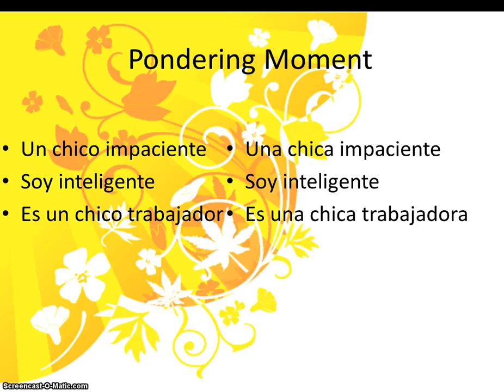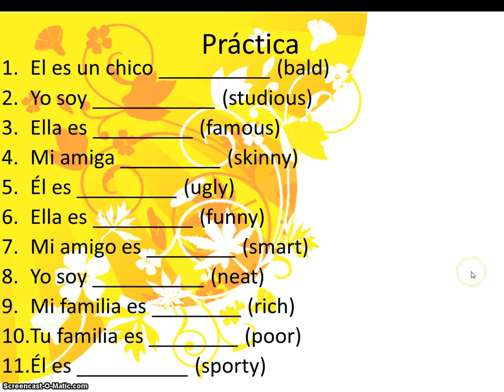So if we ponder this, these are kind of exceptions, I guess. On this side we have masculine, on this side we have feminine. This side ends in an E on both sides. The E doesn't change whether it's a boy or a girl. It stays the same. And then for this one, you just add an A for the feminine one. Okay? Let's do some practice.